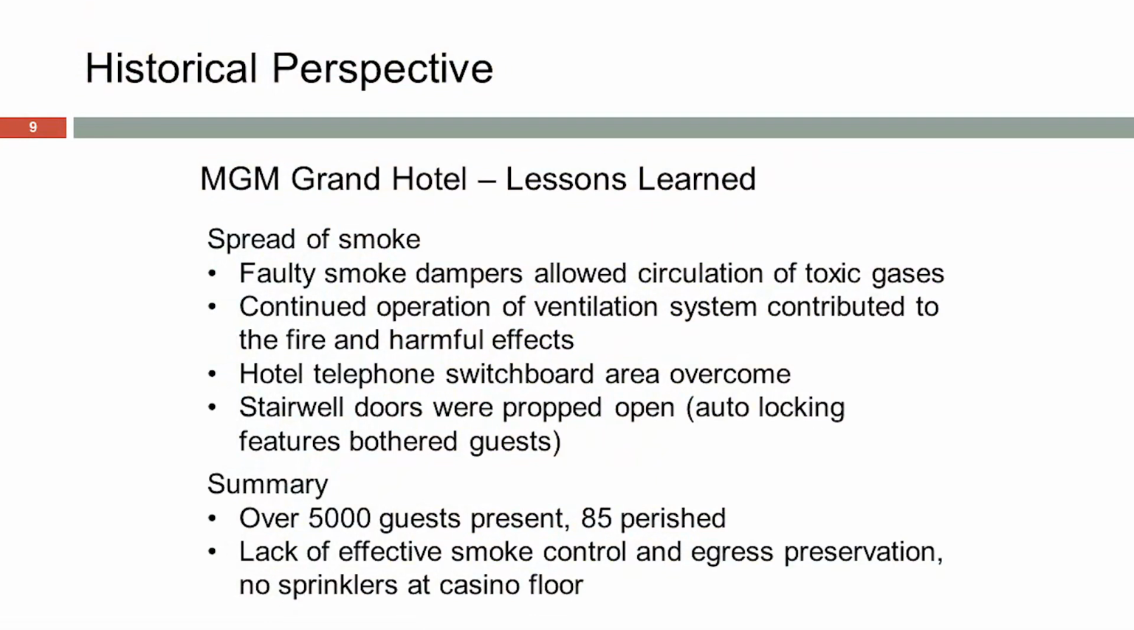The stairwell doors were predominantly propped open by tenants, because why do we need automatic closure doors when I just want to get up and down from my floor to the next floor, and these locking doors are a pain in the butt, right? We had faulty smoke dampers that allowed circulation of toxic gases. We had continued operation of ventilation systems, which should have shut down to help isolate. And remember the time frame, 1980, right?